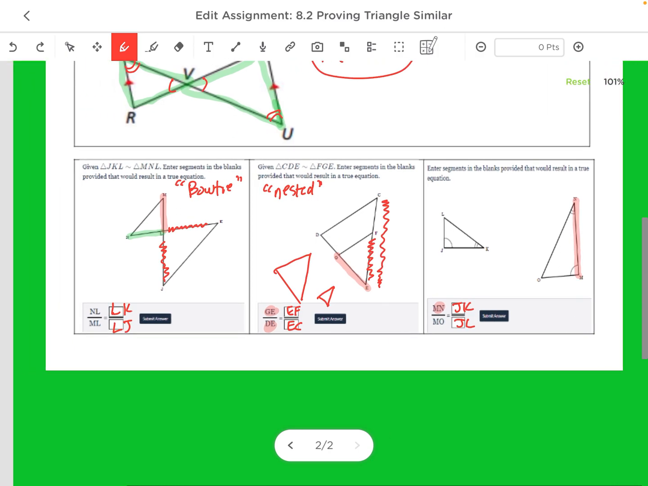We're just going to look at a bow tie like this. It looks like a bow tie. This is going to be proportional with this. This is going to be proportional with that. On a nested one, this side is going to be proportional with this smaller one, right? This whole big one is going to be proportional with this. And then when you have two angles, we just have to position it correctly.